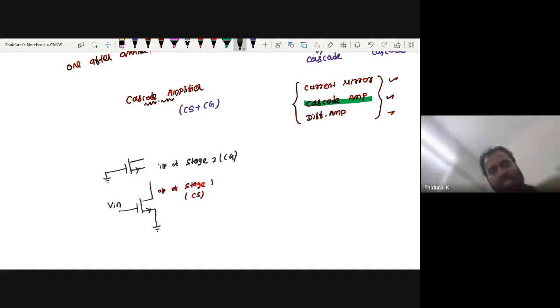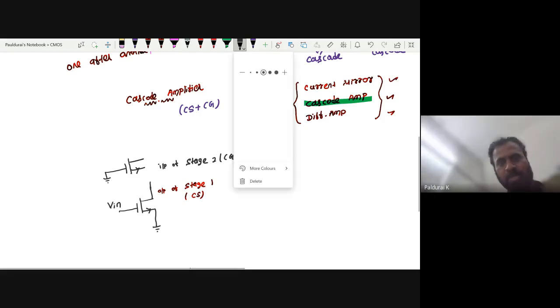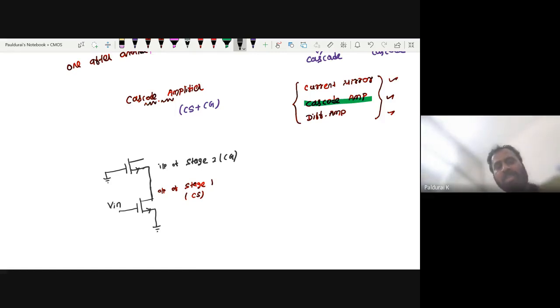So the definition of cascade or cascode: the output of one stage is acting as the input of another stage, right? So this is the output of stage 1, it is acting as the input of stage 2. Where will you get the output from stage 2? Stage 2 output is from the common gate. You want to connect this.